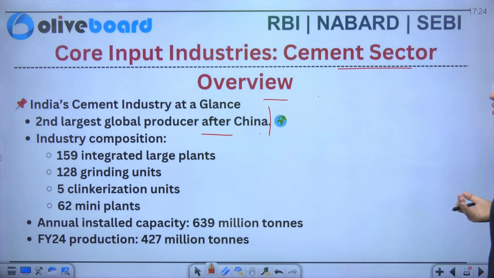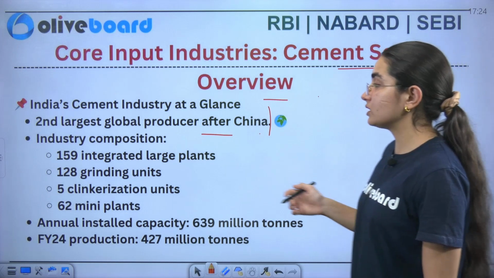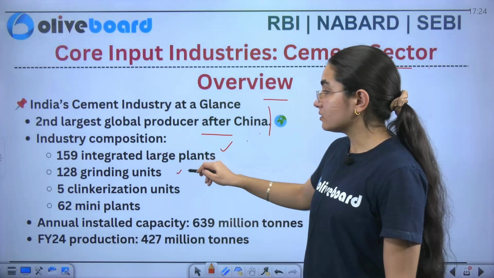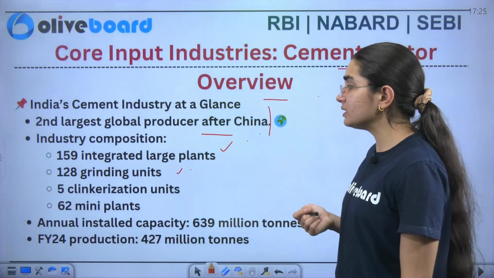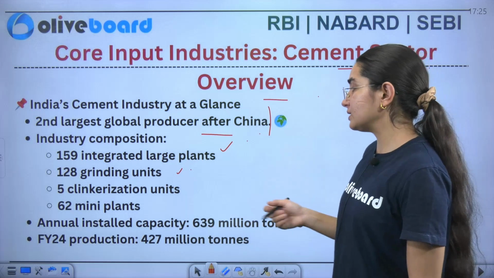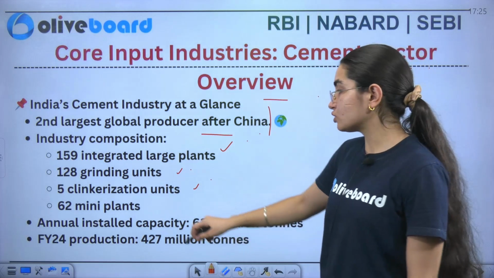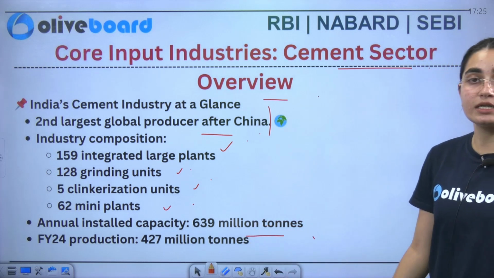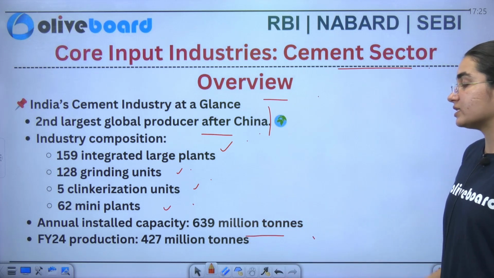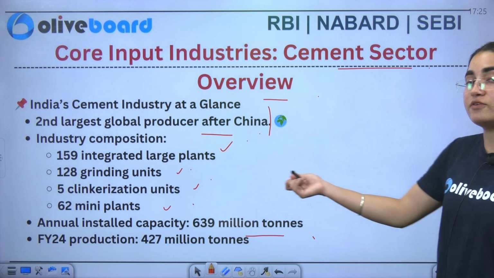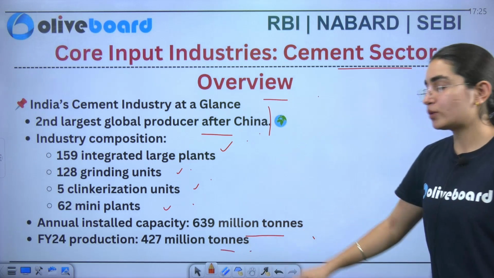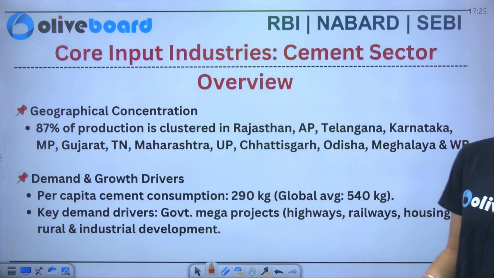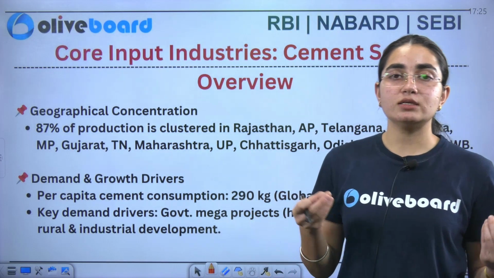Now the industry composition: 159 integrated large plants are there, 128 grinding units are there. Similarly, 5 clinkerization units are there, 62 mini plants are also there, and annual installed capacity is 639 million tons. Similarly, if I talk about the production in financial year 2024, it was 427 million tons.